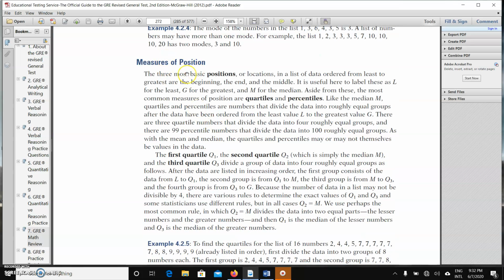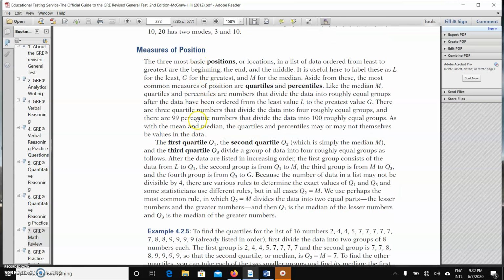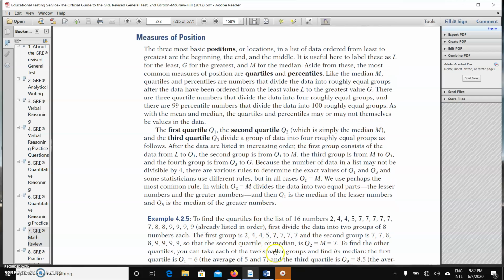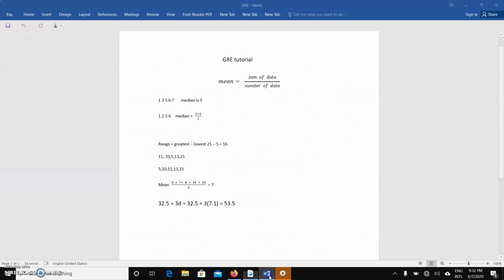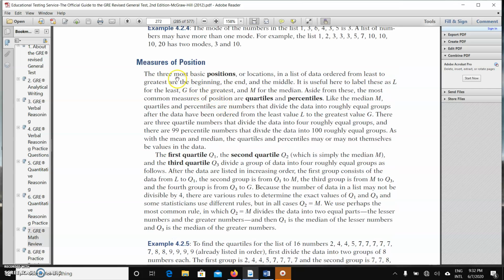Now, let's move to this next topic, measures of position. For this one, you need to take time and listen attentively, because you need to pay attention to it. It's quite technical. Now, let's say we have a list of values. It can be divided into quartiles or percentiles.